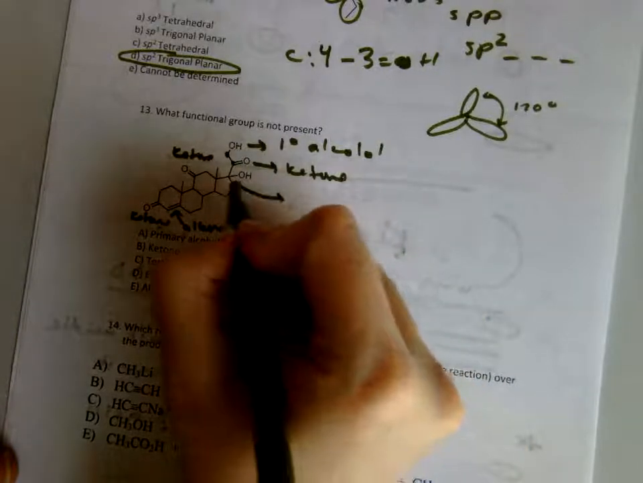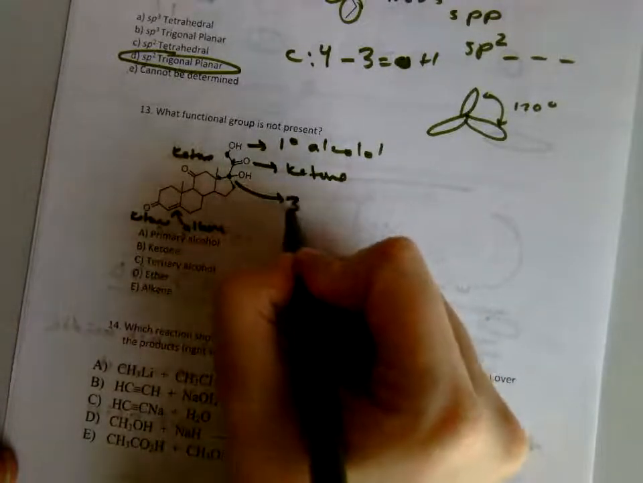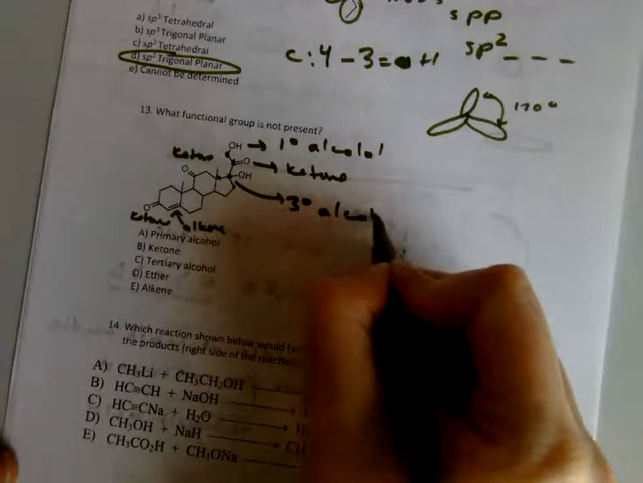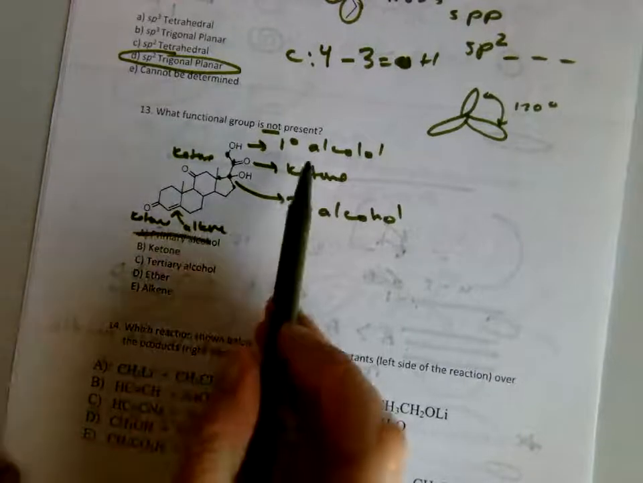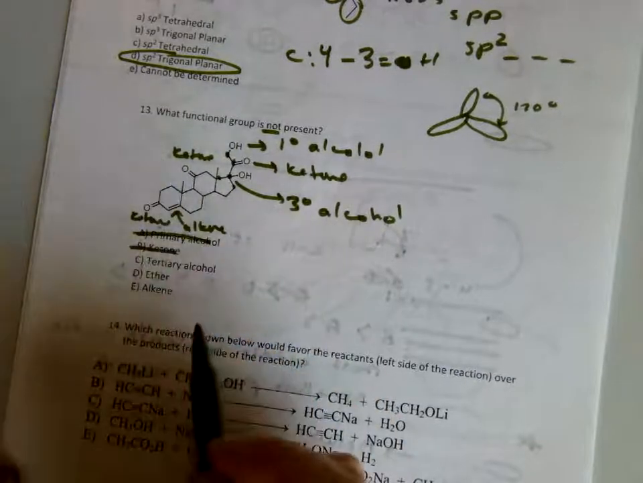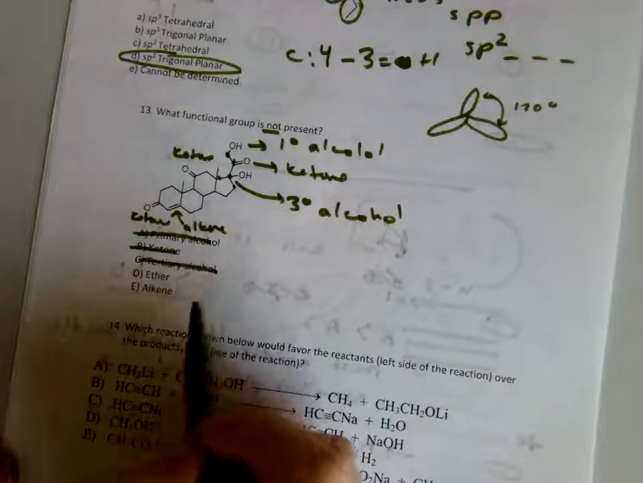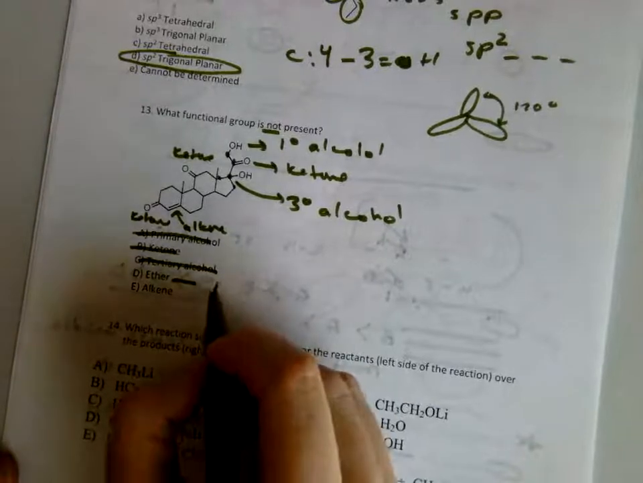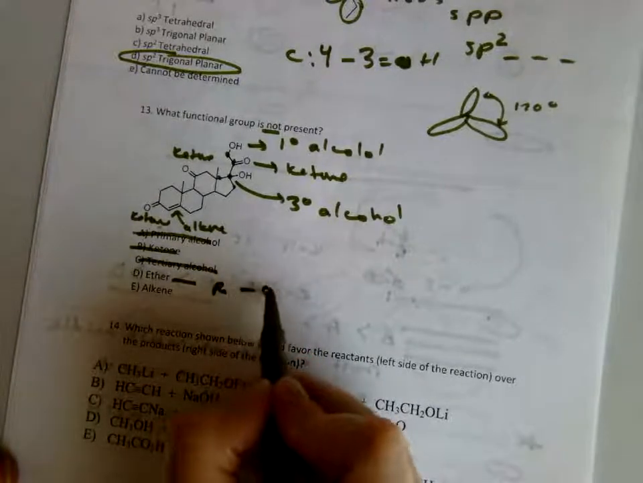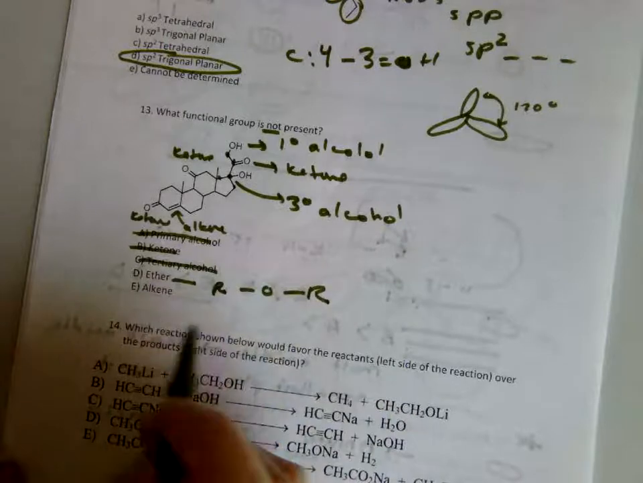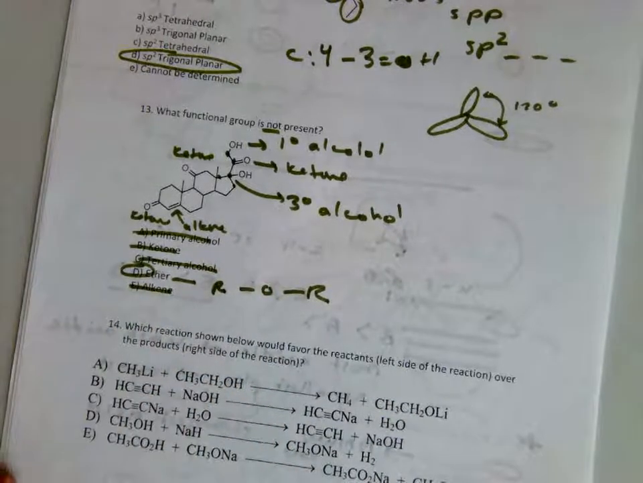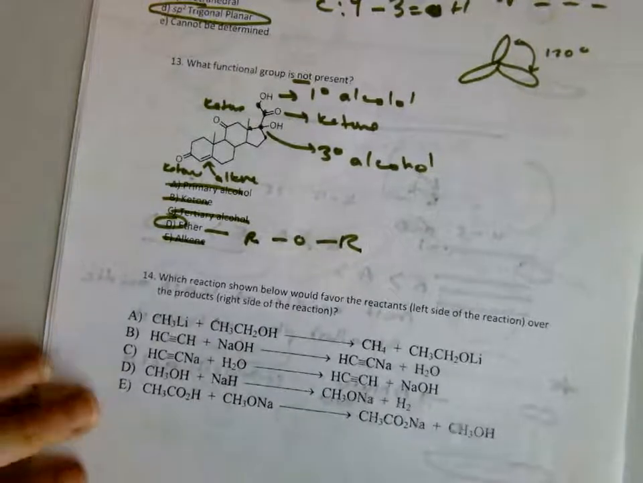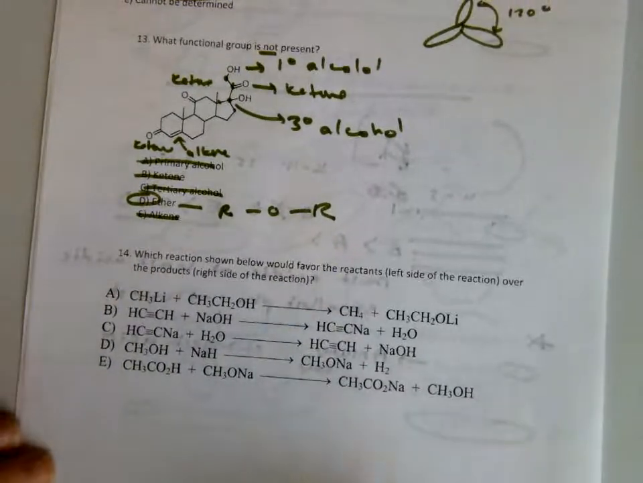And this is a 1, 2, 3. That looks like a tertiary alcohol. So which functional group is not present? Well, a primary alcohol is present. A ketone is present multiple times. A tertiary alcohol is present. I don't see an ether. Ether is when you have an R group and then an oxygen and then another R group. I don't see that. And then an alkene. So I would say answer choice D is the right answer.